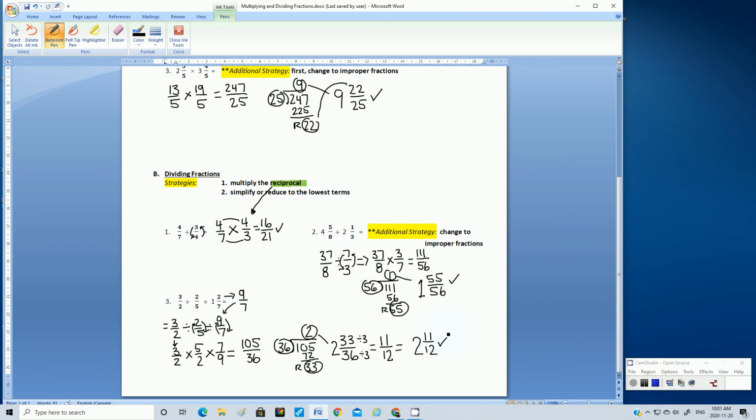Okay? So now you have all the strategies to solve multiplying and dividing fractions. Hopefully you find it easier than adding and subtracting fractions, which is weird because we always learn adding and subtracting before multiplying and dividing.